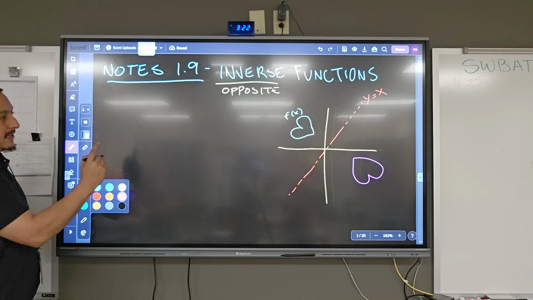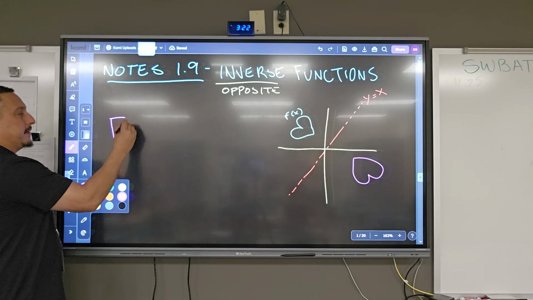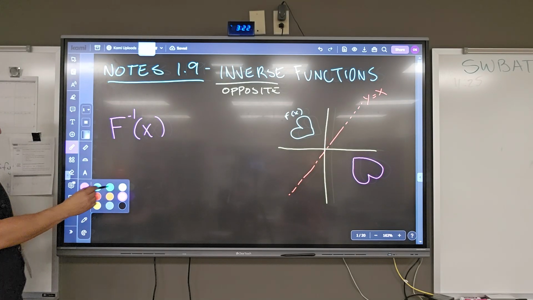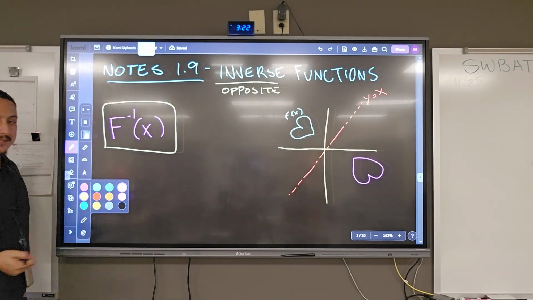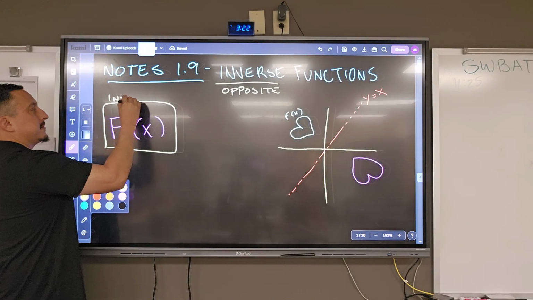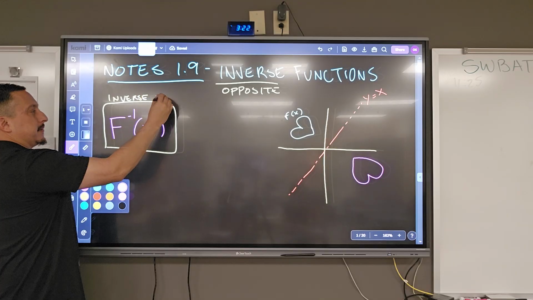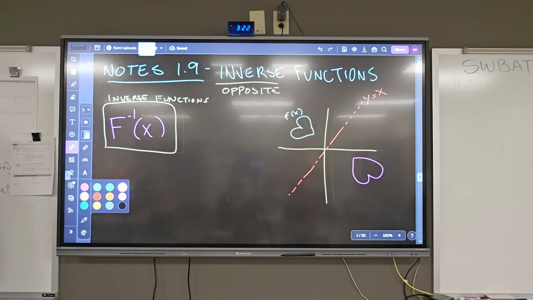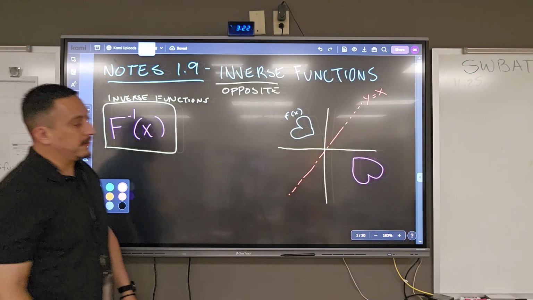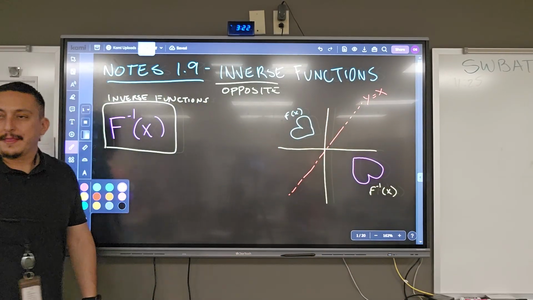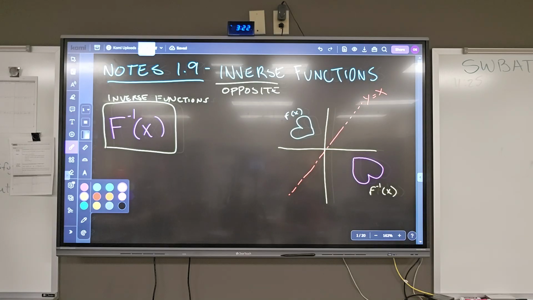I forgot to introduce a symbol to you, so let me go here. So that we don't have to keep writing the word inverse functions all the time, it's convenient to know that's the symbol for it. This means inverse functions. And it's super convenient because then we don't have to keep writing it over and over. That's the symbol for inverse functions. So it's not like a power of -1 or something like that. That just means inverse. So over here, this would be the inverse. Okay.